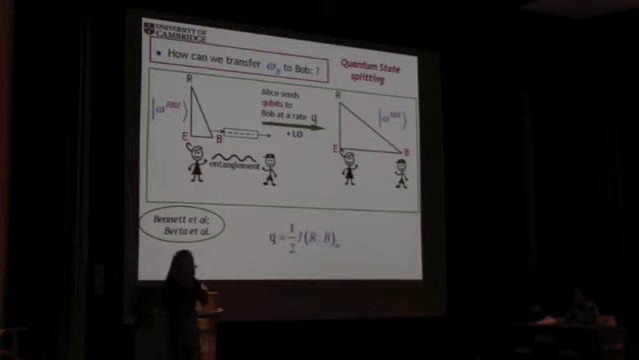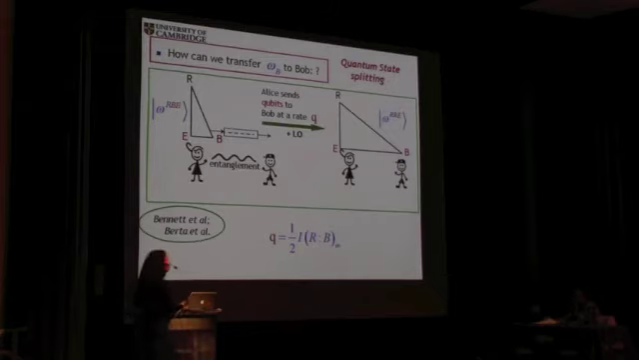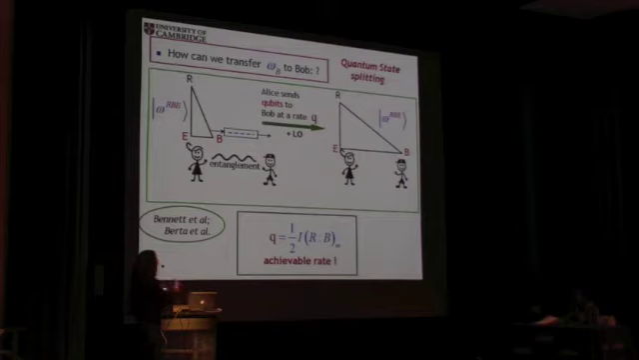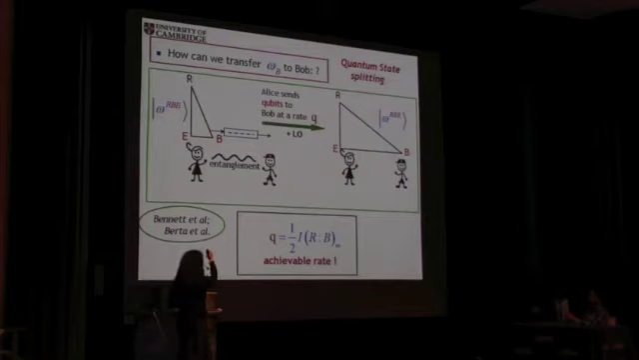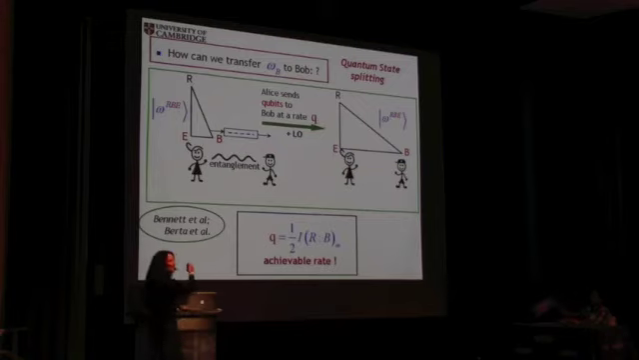And what they prove in quantum state splitting is that this rate is precisely half the quantum mutual information. So that means we need half the quantum mutual information rate. That's the rate at which we need to use these noiseless qubit channels.